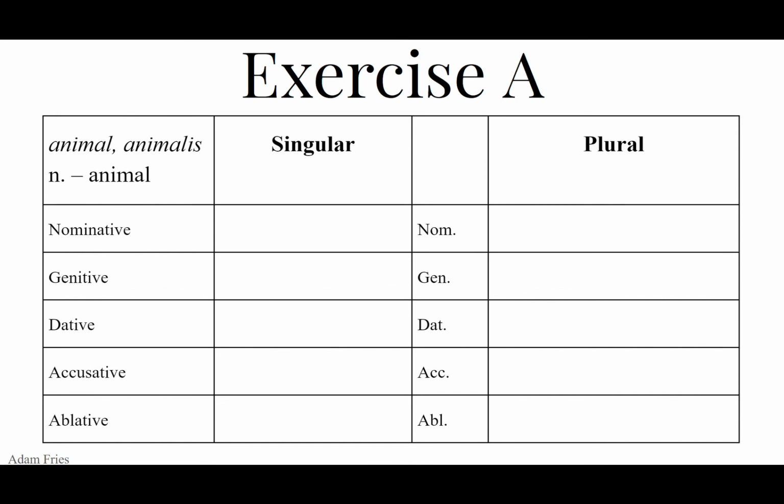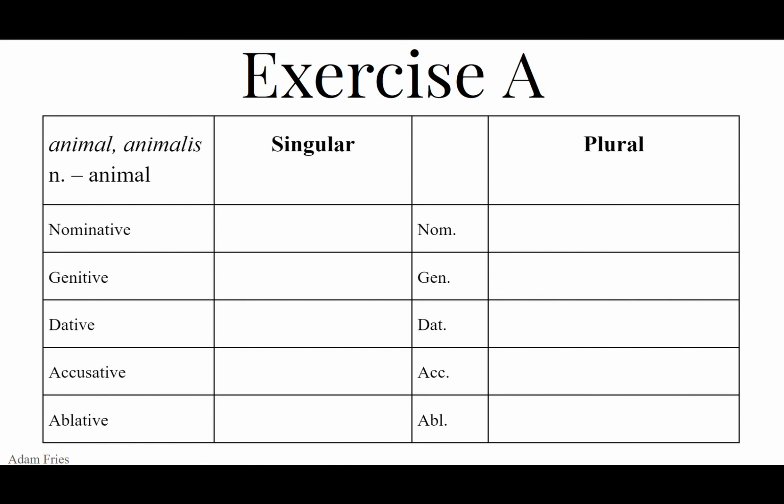So your instructions for this exercise are to give the rule that the noun follows. In the blank, you're supposed to write the I-stem rule that the noun follows, and then correctly decline the noun. So we will start with animal, animalis, neuter. It means animal. What you need to do is ask yourself, is this an I-stem noun?